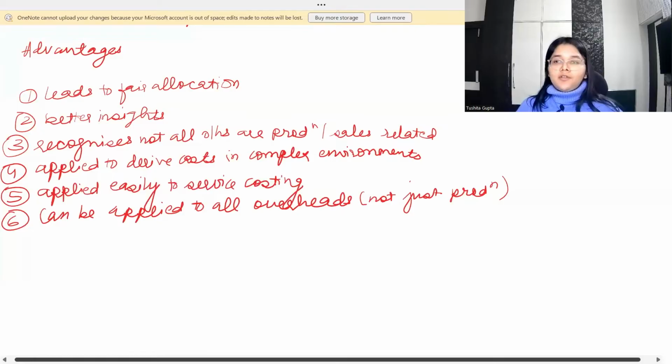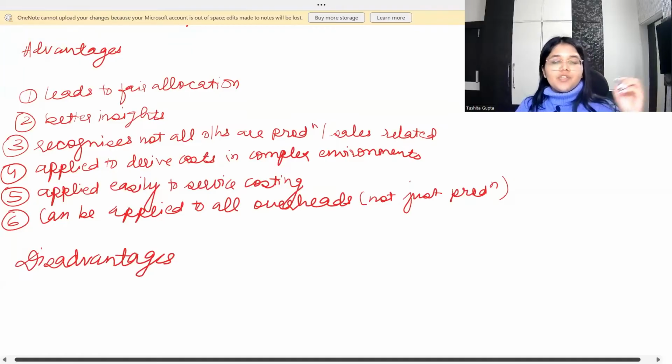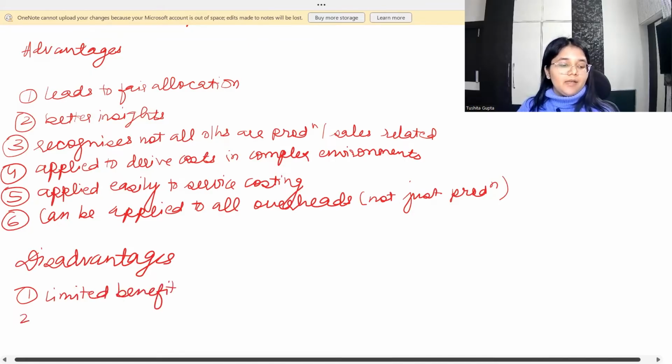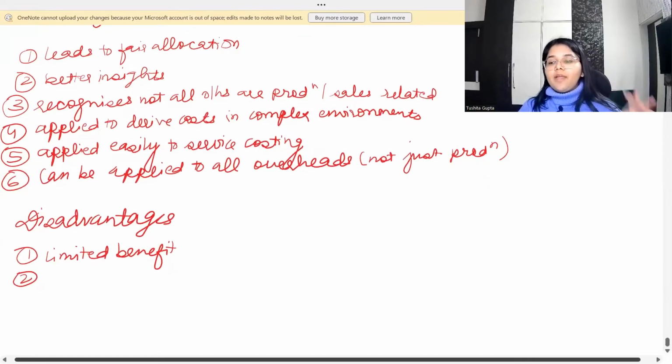So these are basically the advantages that we can derive from using activity-based costing. Now we can have a look at disadvantages, because like the two sides of the coin, there will always be advantages that come with disadvantages. So the disadvantages basically will accrue when there is a limited benefit if the overhead costs are primarily volume related, or if your overheads are a small proportion of the overall cost, like we just discussed above. So the point over here can be limited benefit, and you know in which scenario it will give a limited benefit.